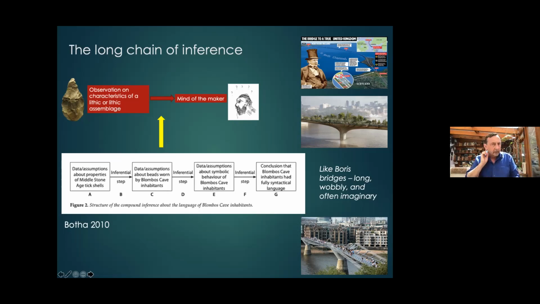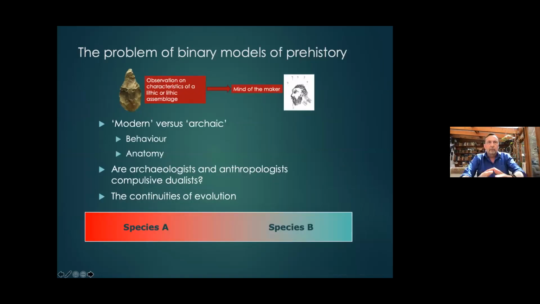And so that's why I think we have our inferences, I'm calling them Boris bridges, that they're long, such as his idea across the Irish Sea, wobbly like the one in London, and imaginary in the sense they haven't been built as well. So we have to move on from that.